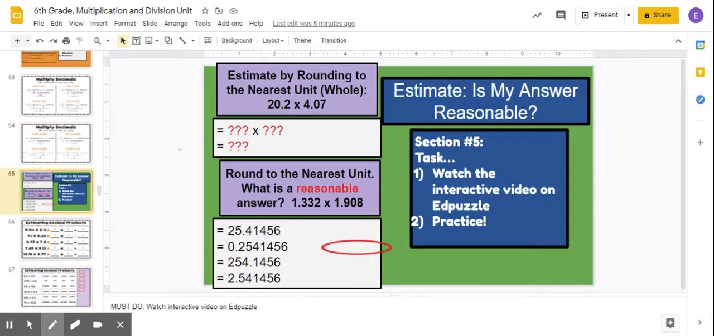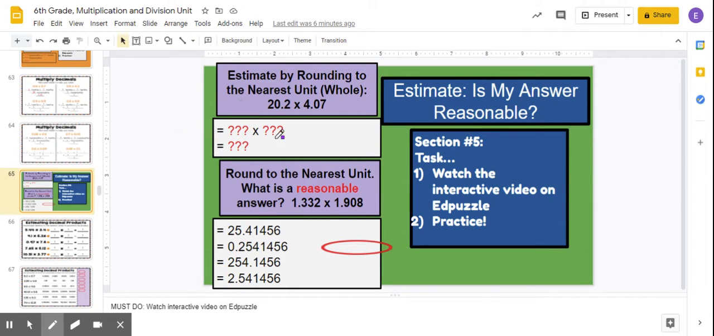This can also come in handy just in real life, as you are using numbers. Grocery store is an awesome example of a place where I use estimating all the time, of figuring out about how much my bill should be, so I know if it's close or if it's way off.